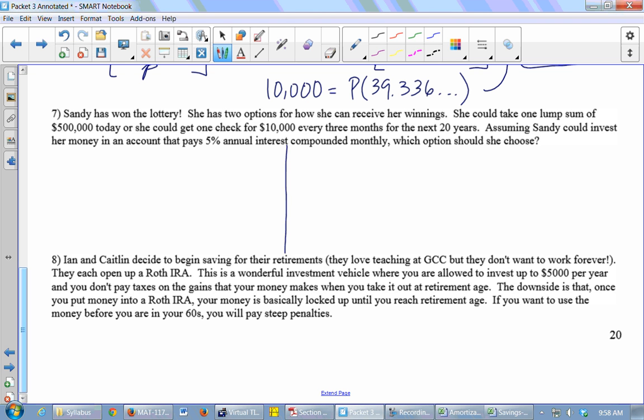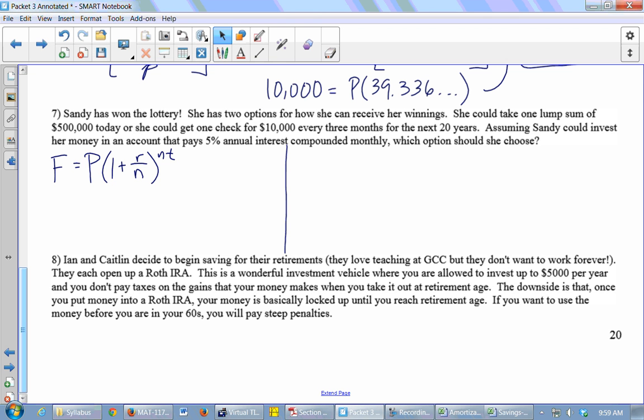All right, so let's say if she gets $500,000 today and invests it, we'll see how much she has later. So from several classes ago, the compound interest formula was that guy. That's your compound interest formula. I know, there's a lot of formulas.